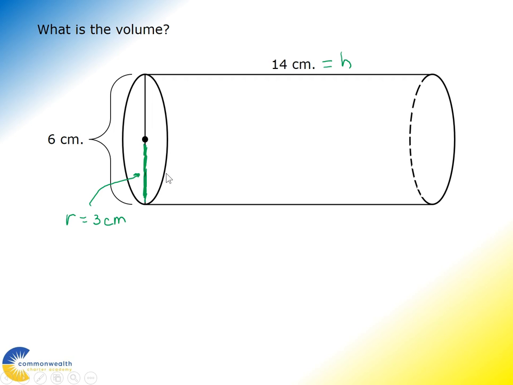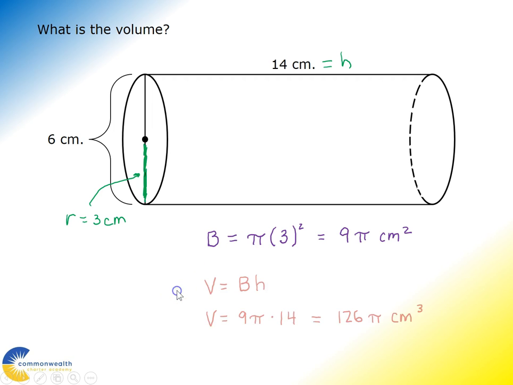So when I do this, I need to find the area of the base times the height. Now the circle, the area of the base is pi times the radius squared. So I'm going to get 9 pi square centimeters. And when I do the volume, it's just going to be 9 pi times 14, or 126 pi cubic centimeters.